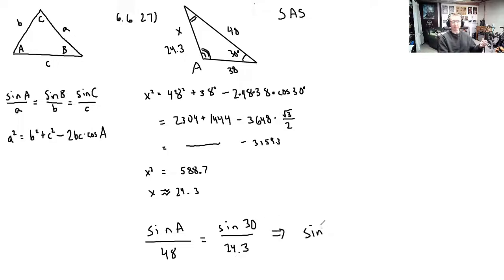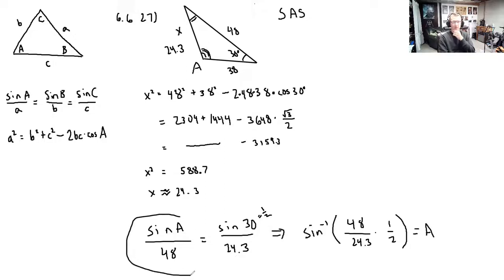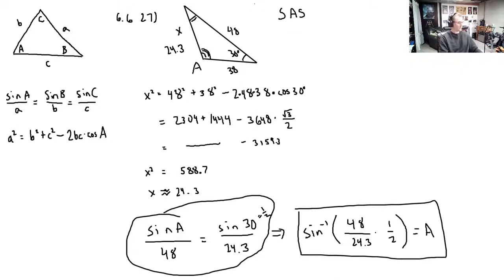What we would need to do is take the sine inverse to find A of 48 times 24.3. Notice that this is slightly bigger, or slightly less than 2. Okay, that's important because the sine of 30, that's 1/2. So this is multiplied by 1/2. So if we solve this for sine of A, we get sine of A equals 48 divided by 24.3 times sine 30. If we take the sine inverse, what do we get? We get this in here, which is our angle A. So on a test, this would be sufficient. This is angle A. That's all you would need to write down for your answer.